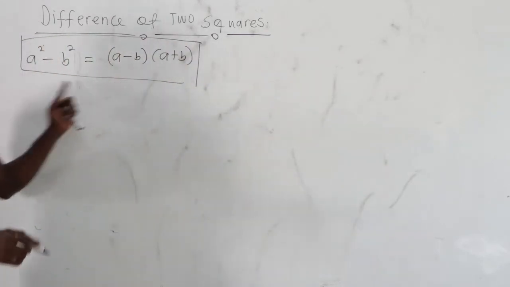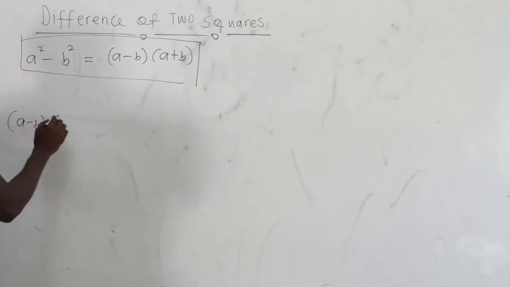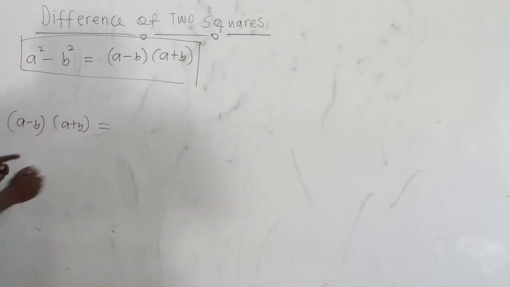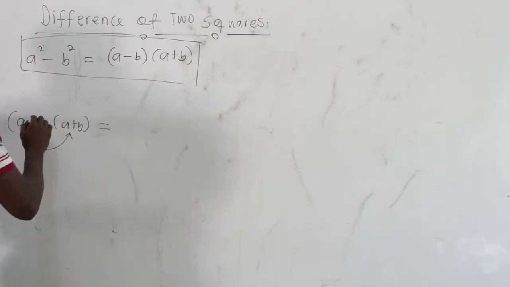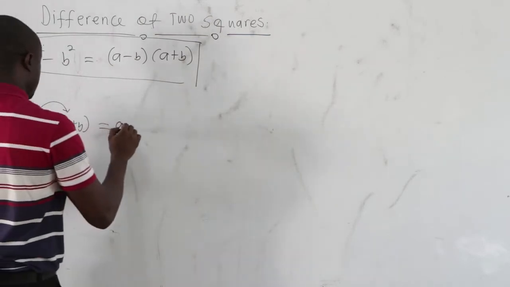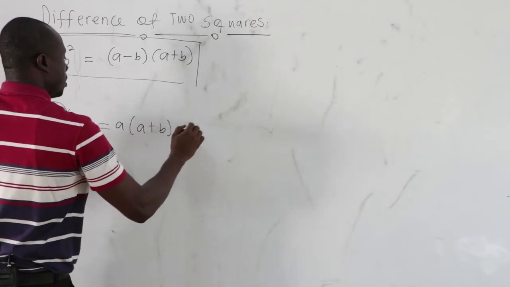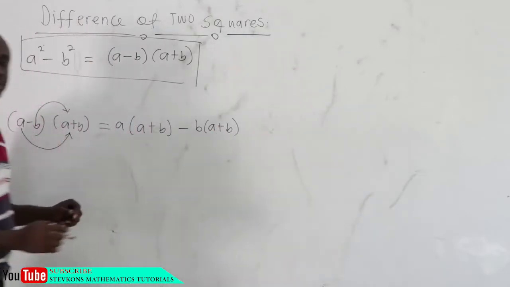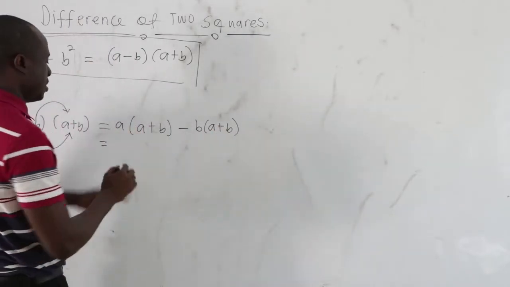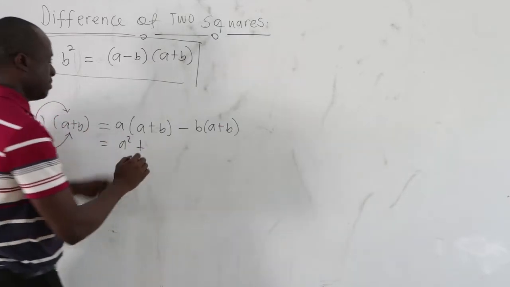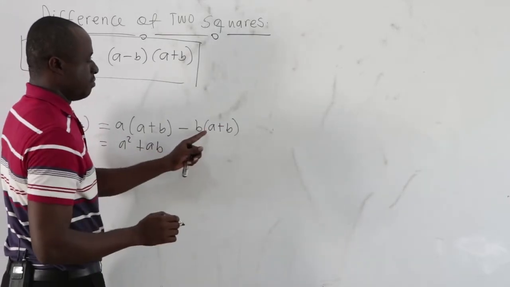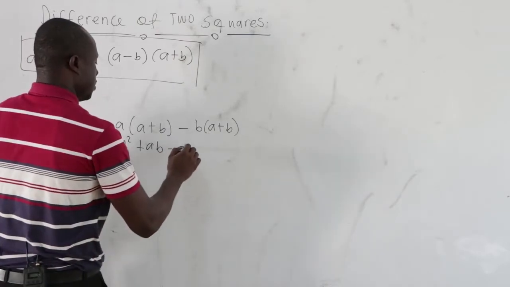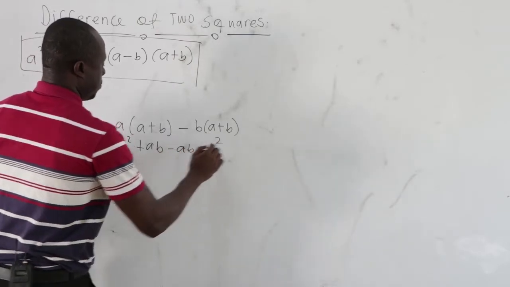Now let's show that this is equal to this. So if you have a minus b, a plus b, now we apply the distributive law repeatedly. So the a will multiply everything, and then the b would also multiply everything here. So you have a multiplying a plus b. Now negative b multiplies everything here, you have a plus b. Now a times a, that is a squared. A times b, that is ab. Now here negative b times a is the same as negative ab, and then minus b squared.